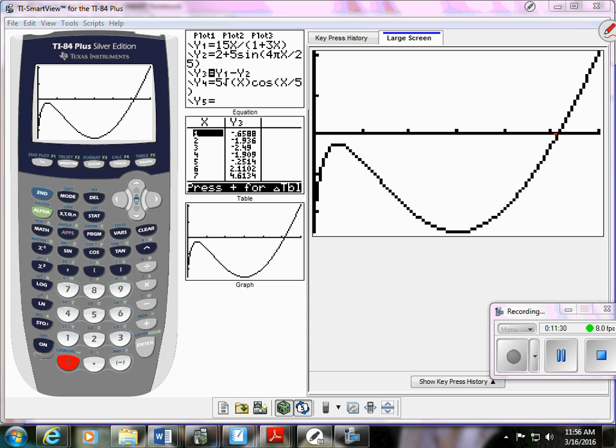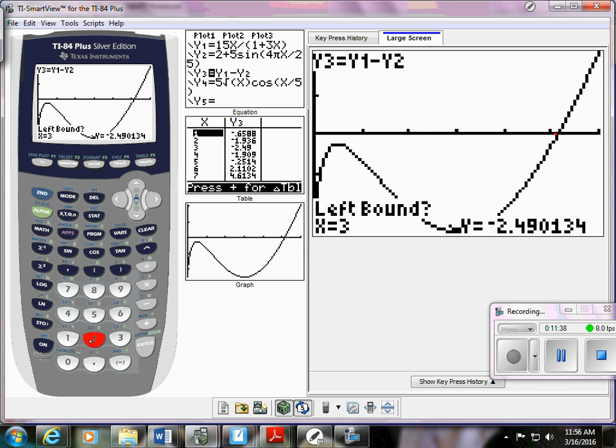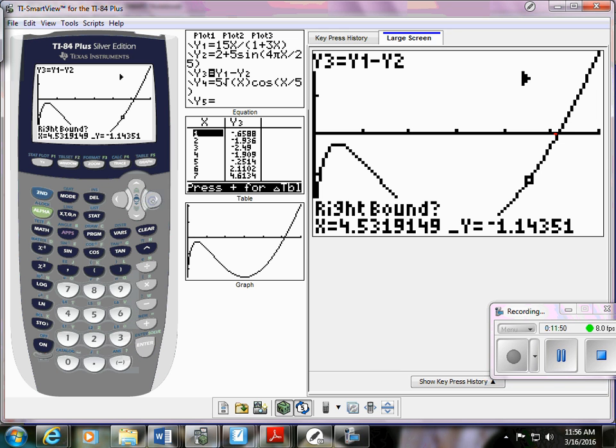Yeah, second trace, the calc menu, and then you use option 2, the 0. So option 2, 0. Left bound, just make sure you're to the left of that root. I am to the left of it. I went to second trace, option 2. I want to find out exactly where it changes from negative to positive. I want to get that 0. And then guess.